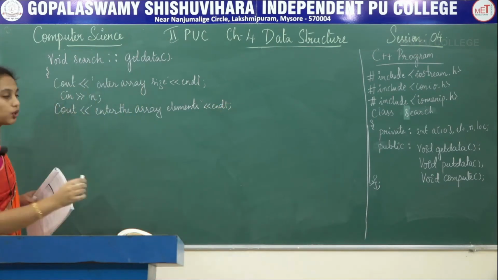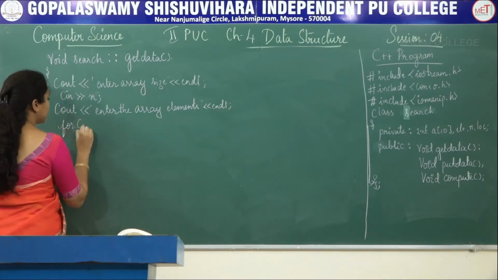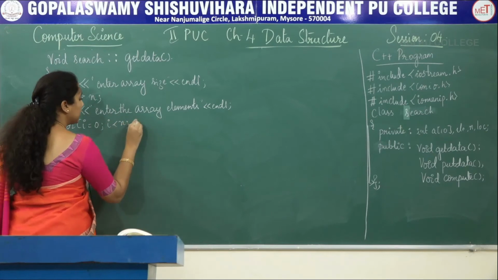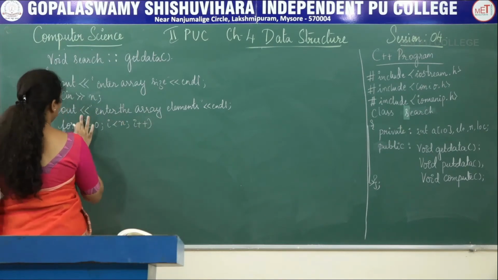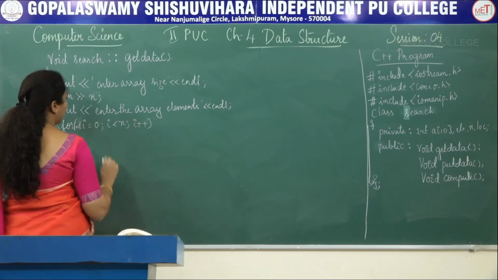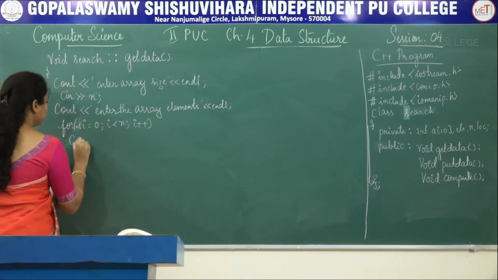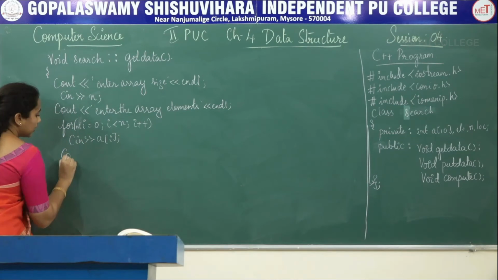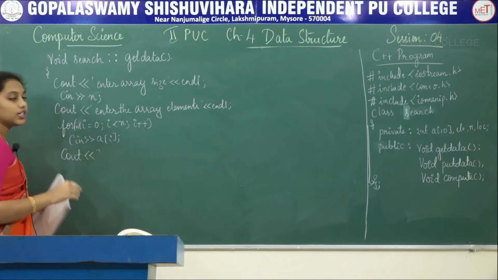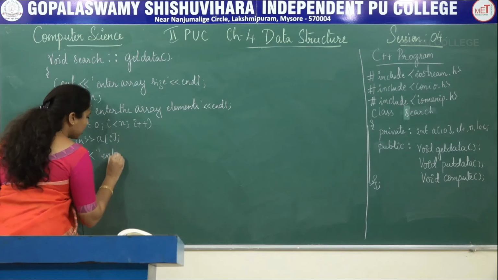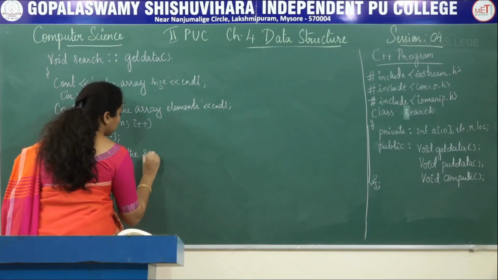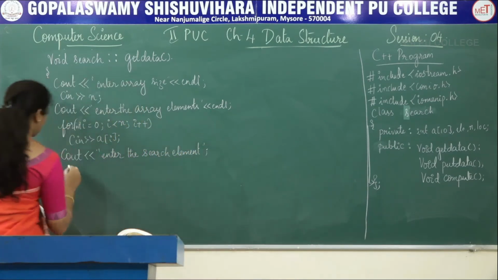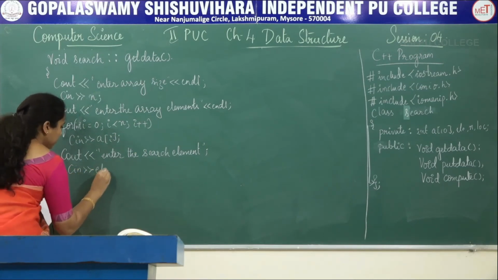Using a for loop, we are going to accept the elements from the user. For i is equal to 0, i less than n, i plus plus. Cin A of i. Next we have to enter the search element. So enter the search element. Cin element.